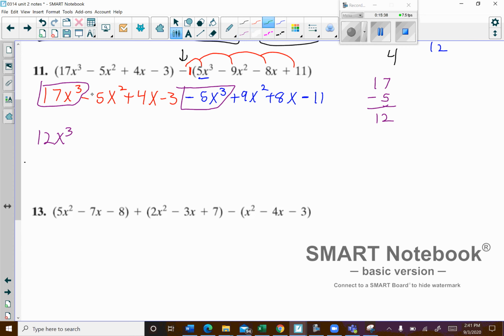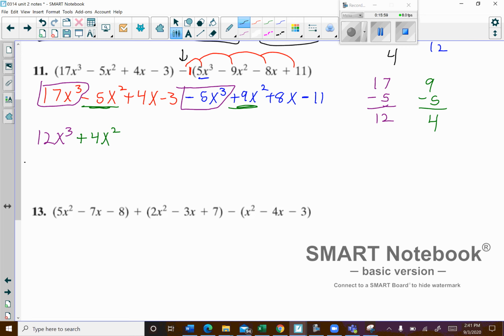Okay, then we have a minus 5x squared and a plus 9x squared. Once again, we're competing. So take the larger, subtract the smaller, which gives me a 4. Once again, the larger was positive, so once again we'll put a plus here. So I have positive 4x squared.